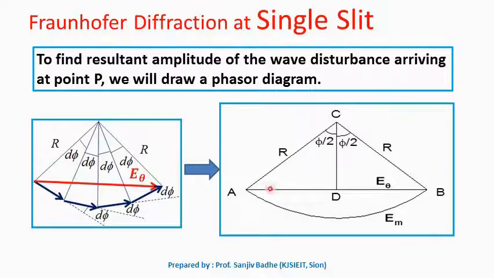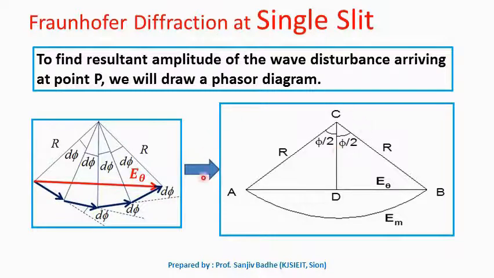In this diagram, you can see this E_m is the length of the arc which is formed by these vectors. Now, what is the significance of this E_m? This resultant amplitude E theta will be equal to E_m for a certain value of theta, and when E theta is equal to E_m, the resultant amplitude will be maximum, and therefore intensity will be maximum. So for a particular value of theta, this E theta will become equal to E_m.